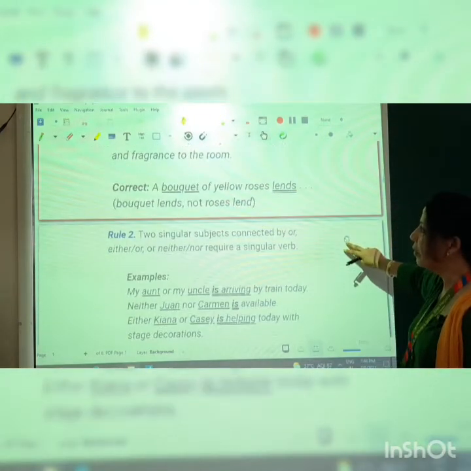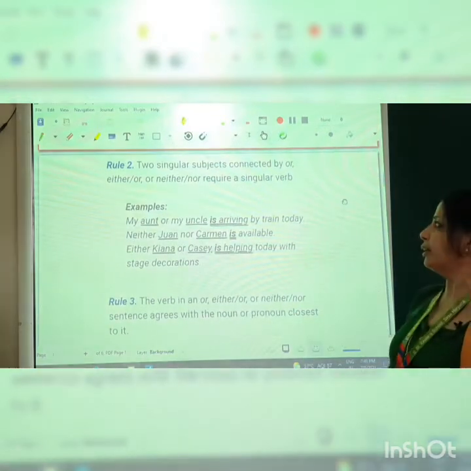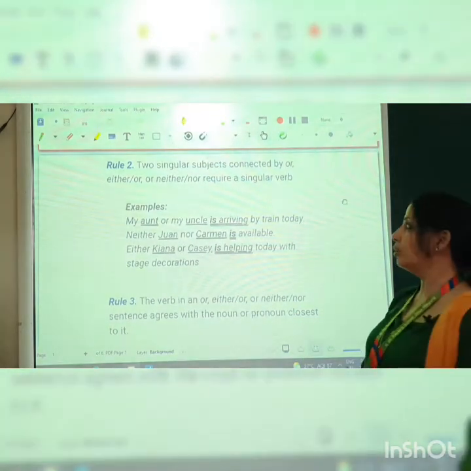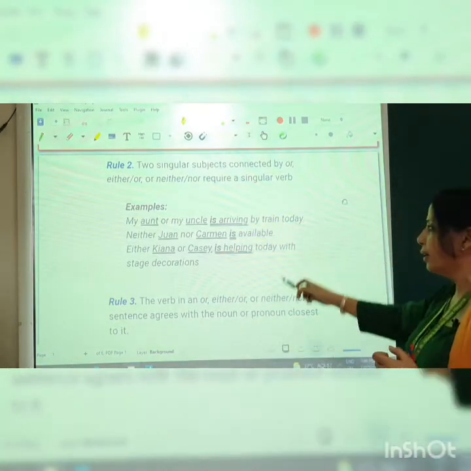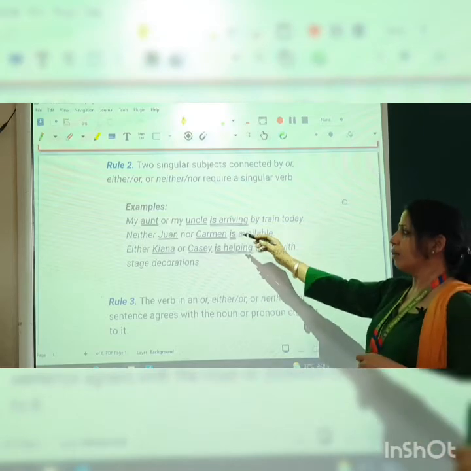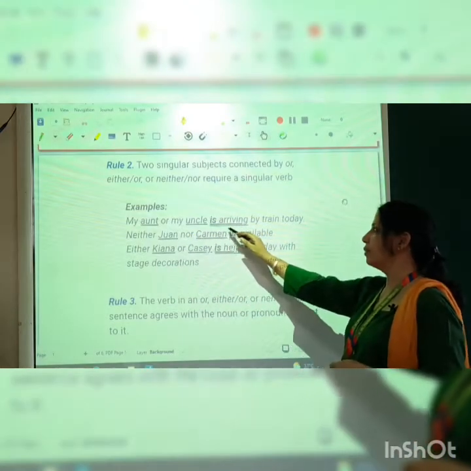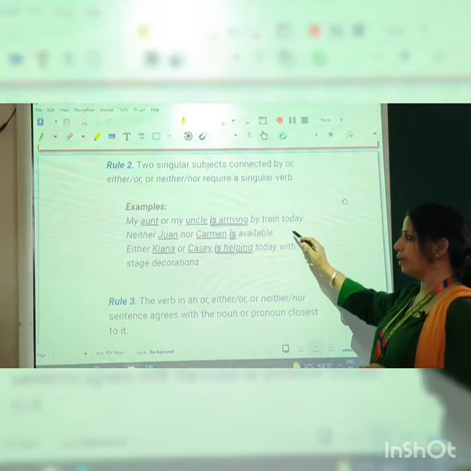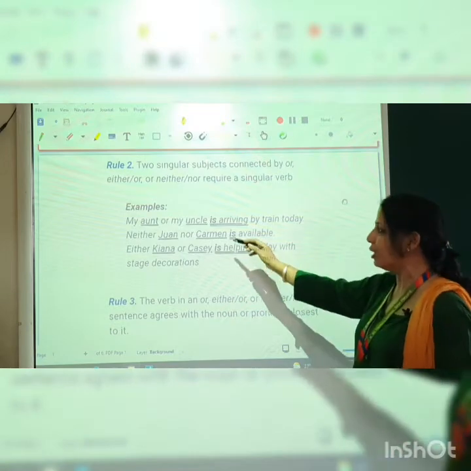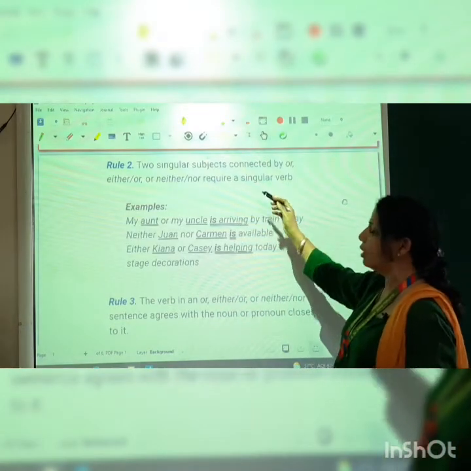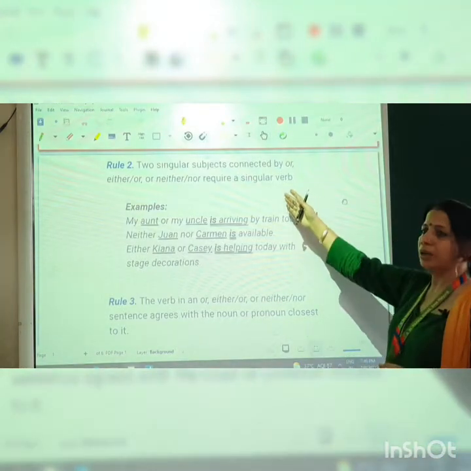Then the second rule: two singular subjects connected by or, either, or neither nor. In this case, my aunt or my uncle, now anyone actually, so it will be is arriving by train today. Neither Juan nor Carmen is available. So with all these either or, neither nor, if there are two singular subjects, you are supposed to use a singular verb.